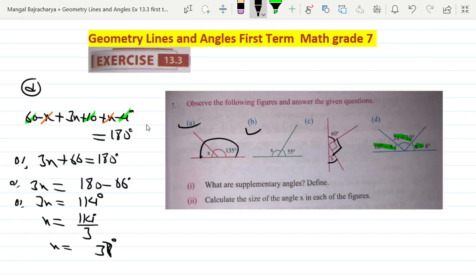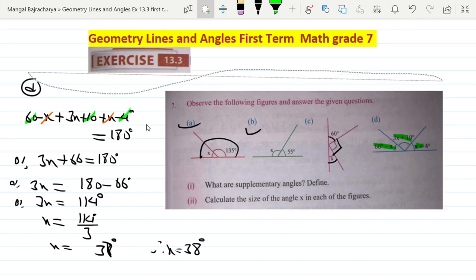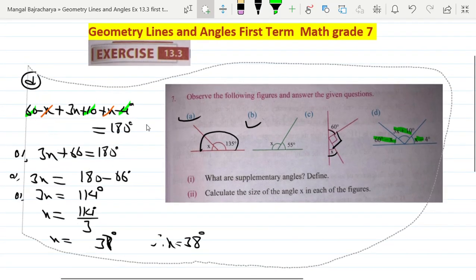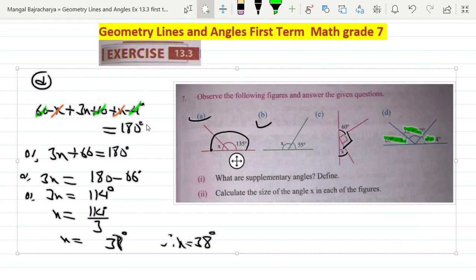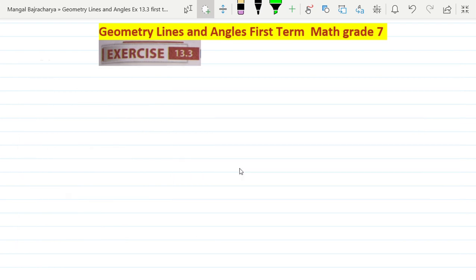So here it's 38 degrees. So value of x is here 38 degrees, is it? So it's done for number 7, and I'll go with number 8 to let you learn. So for this I will erase this. Okay, so number 8 I'm going to do.